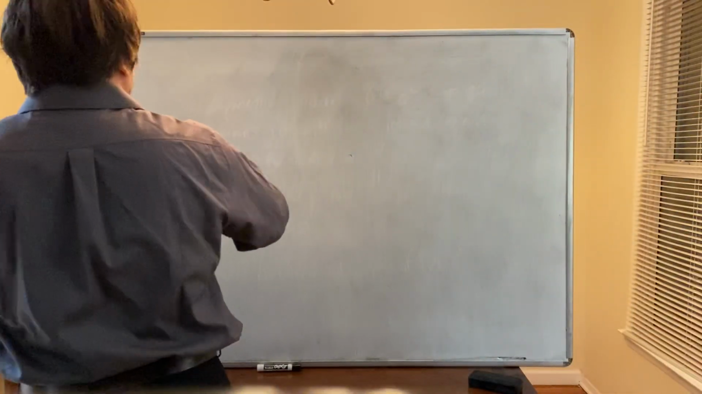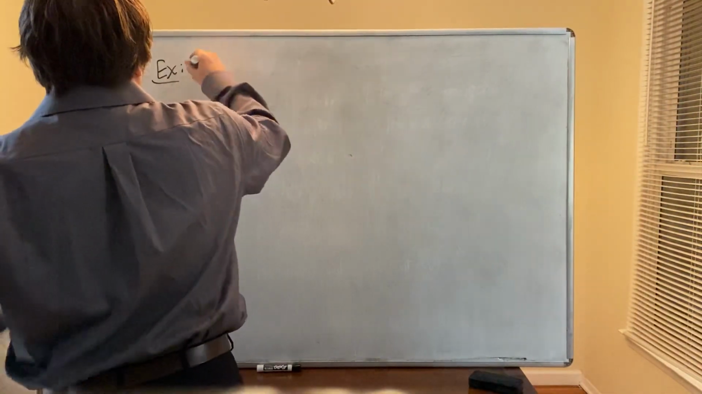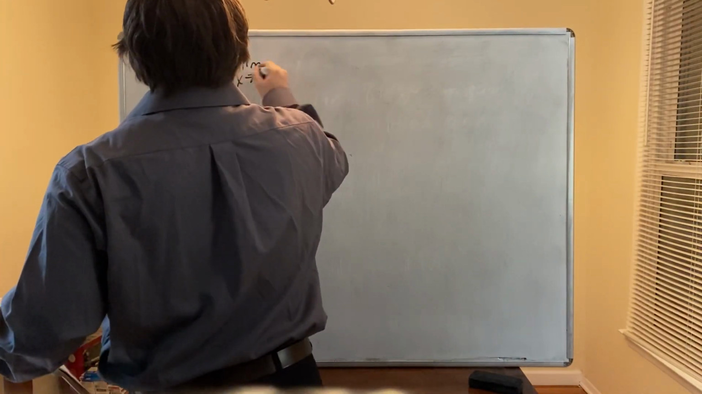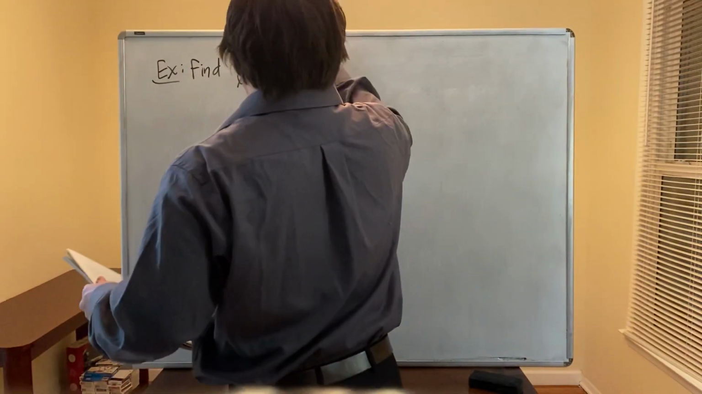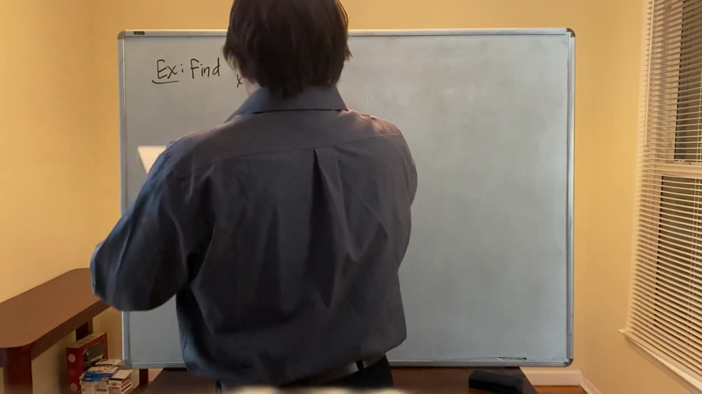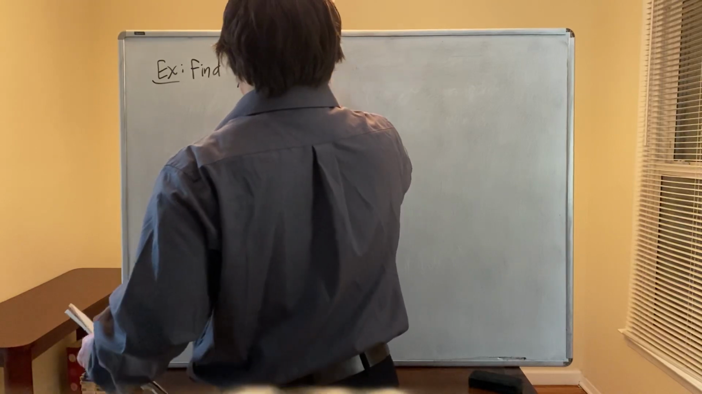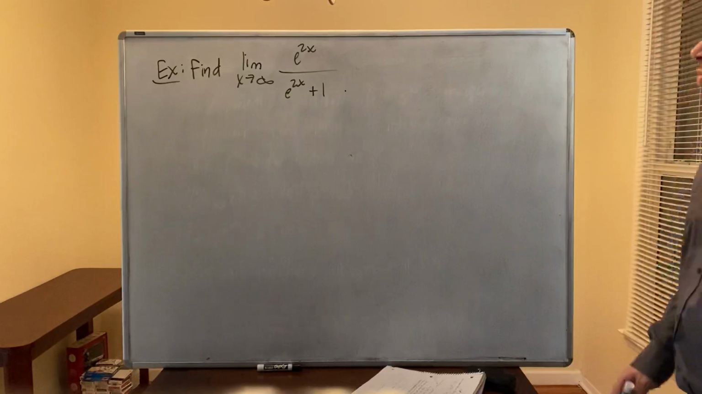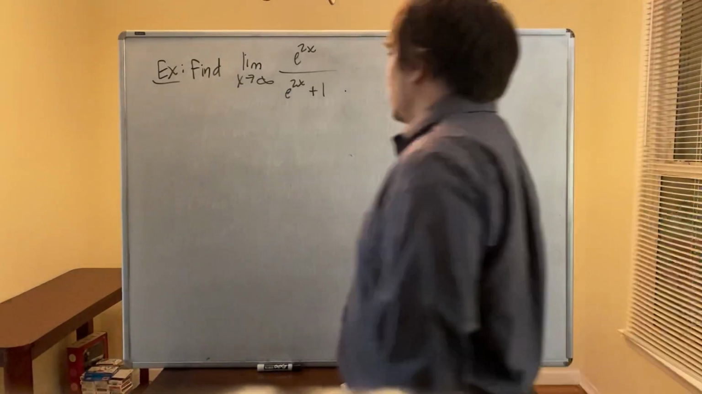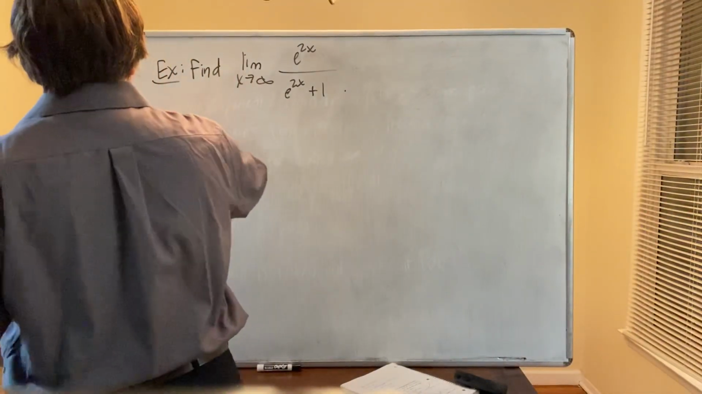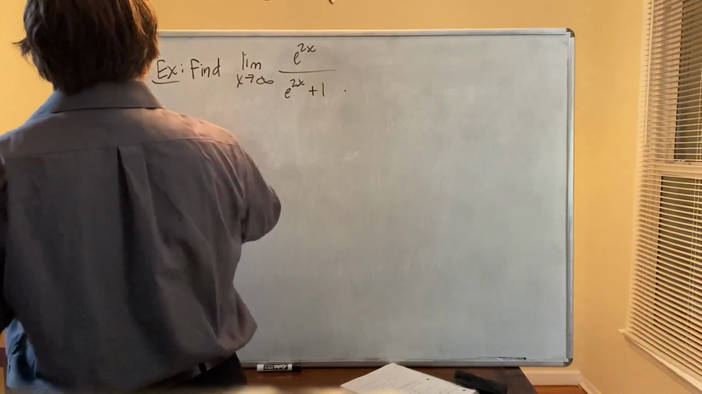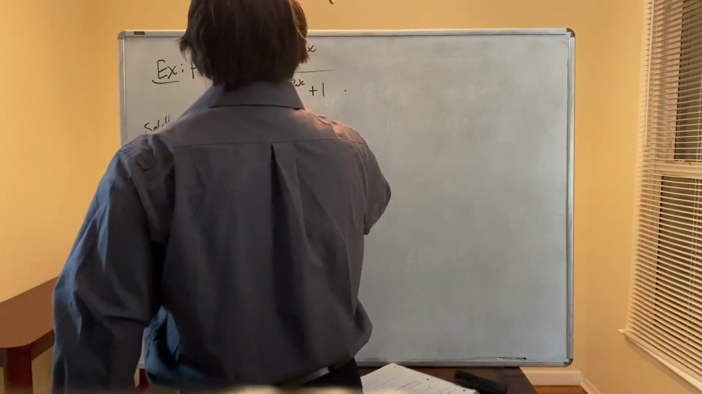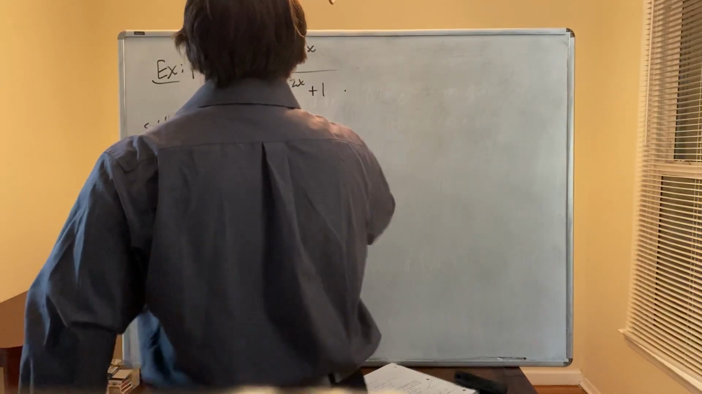Another example. Find the limit as x approaches infinity of e to the 2x over e to the 2x plus 1. Okay, solution. So let's do it. The limit as x approaches infinity of e to the 2x divided by e to the 2x plus 1.